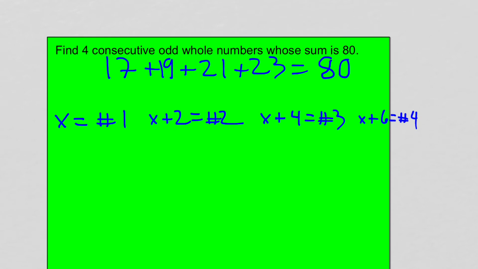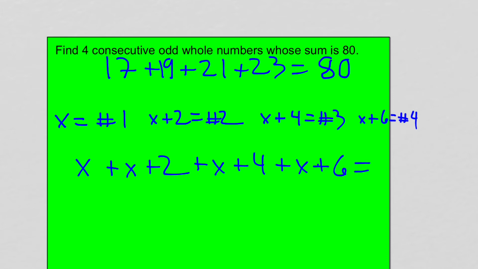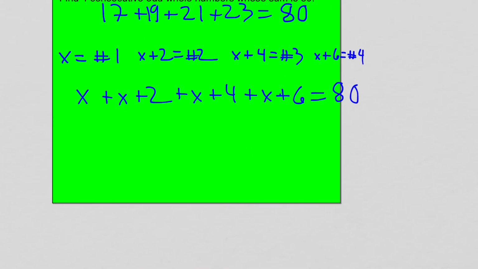Now you take those unknown numbers, x plus x plus 2 plus x plus 4 plus x plus 6, and you add them up to equal 80. You group up your x's. There's 4 of them this time. You group up your whole numbers. 2 plus 4 is 6, plus 6 is 12. And you get this math equation, 4x plus 12 equals 80.